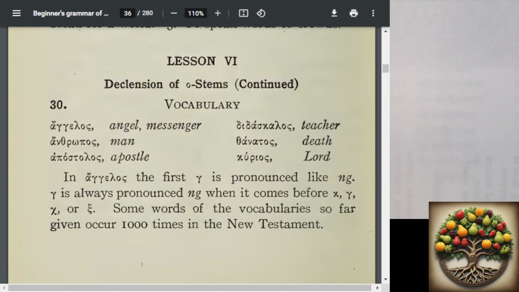In the first vocabulary word, we have 2 gammas in a row, and this sound is going to change. It's going to sound like an NG, so that gamma is always pronounced like an NG when it comes before the kappa, the gamma, the chi, or the xi. That's just how that is going to be, so we'll digest that information and move on.